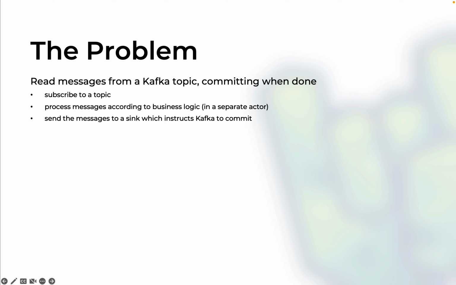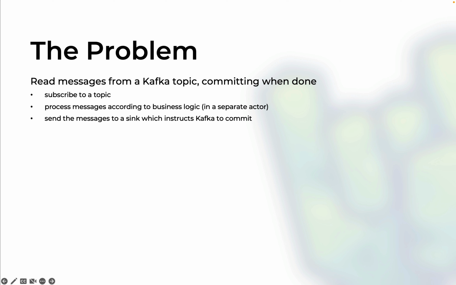So here's the situation for you. A good use case for using Akka Streams is to read messages from a Kafka topic, which is a popular connector with Akka Streams, and then commit when you're done processing the messages from Kafka. So you need to subscribe to a topic, you need to process these messages according to your own business logic in a separate actor, and you need to send the messages to a sink, which will instruct Kafka to commit.